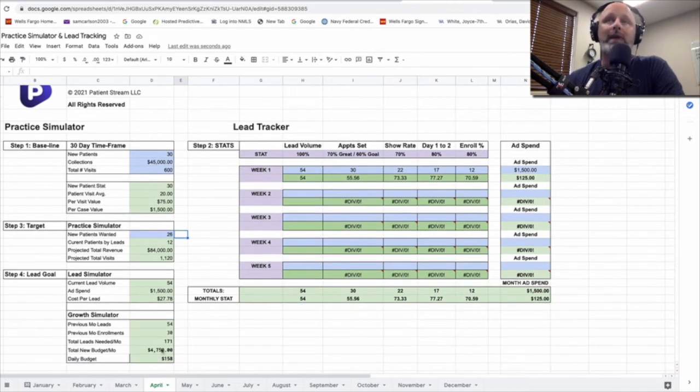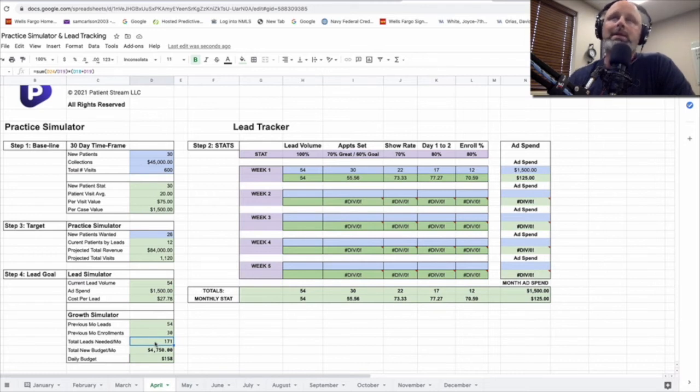The lead gen, the actual practice simulator, is going to spit out some really important data to tell us how to get there. So let's go ahead and we'll go down. Current lead volume is 54. Our current ad spend is $1,500. Our cost per lead right now is $27.78. So nothing changing. What do we need to do to grow? Well, first things first, we need a total of 171 leads a month to do that.